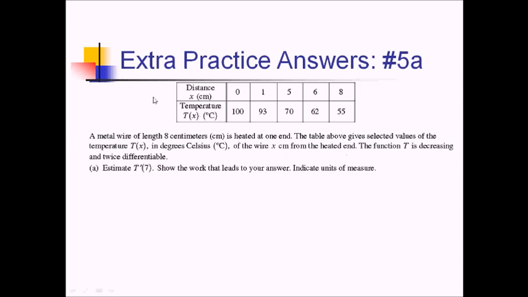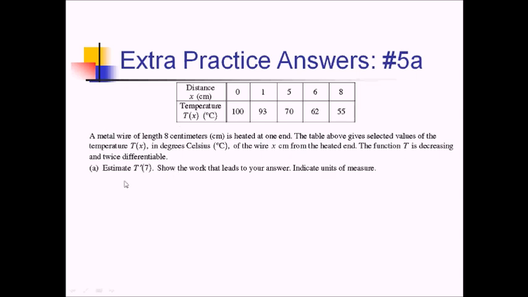So basically, you heat up one end of the wire, and as you get further and further away from the heated end, obviously your temperature is going down because some of that heat is being lost. Why? Well, because science. We'll let somebody else answer that. So the function T, they're also telling us, is decreasing and twice differentiable, which will be important.